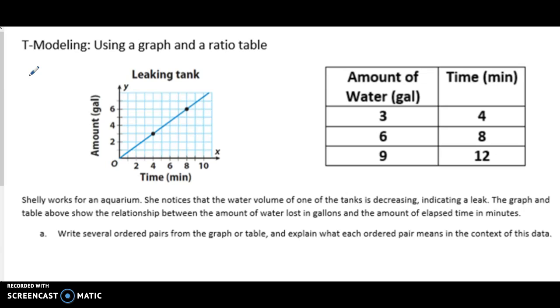Both of these are showing the rate at which water leaks from a tank over time. So it's the same data, just two different forms. Read this with me. It says Shelley works for Anne. She notices that the water volume of one of the tanks is decreasing. So we know that D means down. So decreasing means it is going down, which indicates a leak.